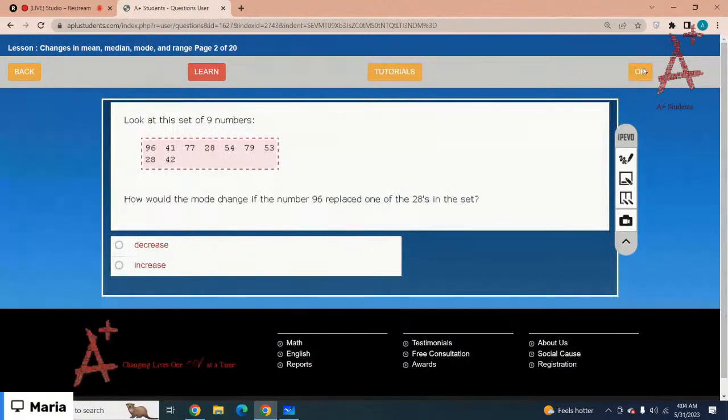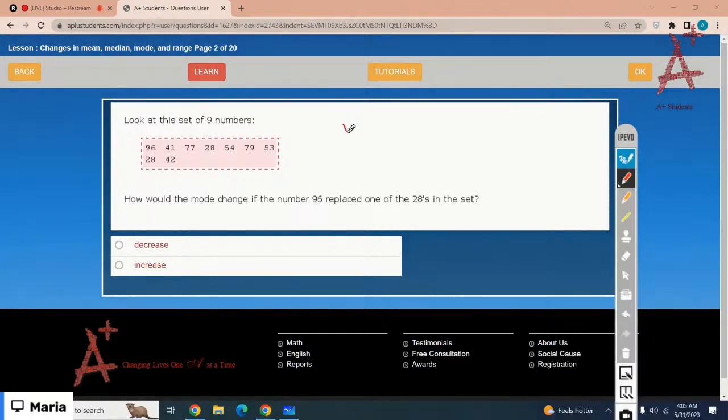Okay, look at this set of 9 numbers. How would the mode change if the number 96 replaced one of 28s in the set? Okay, just see. For the given data, the mode is 28. Got it? Here you have mode 28 for this data set. Got it? Okay, now you're going to replace one of the 28 by 96.